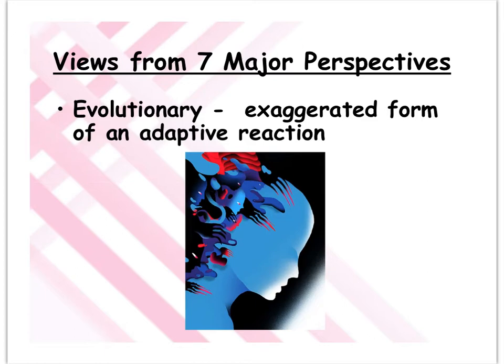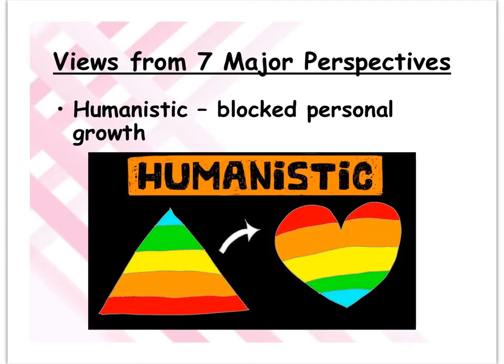So if you take something like depression as an example, the evolutionary perspective would say that depression is there because it may be an adaptive response to a loss that helps us to reassess our goals that we wouldn't otherwise do. And the humanistic perspective would say that mental illness comes from blocked personal growth.